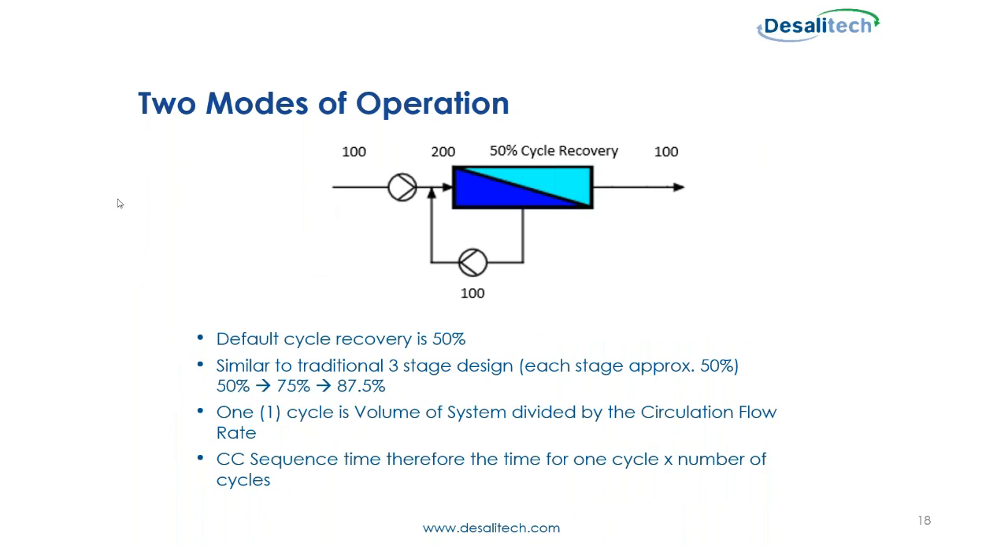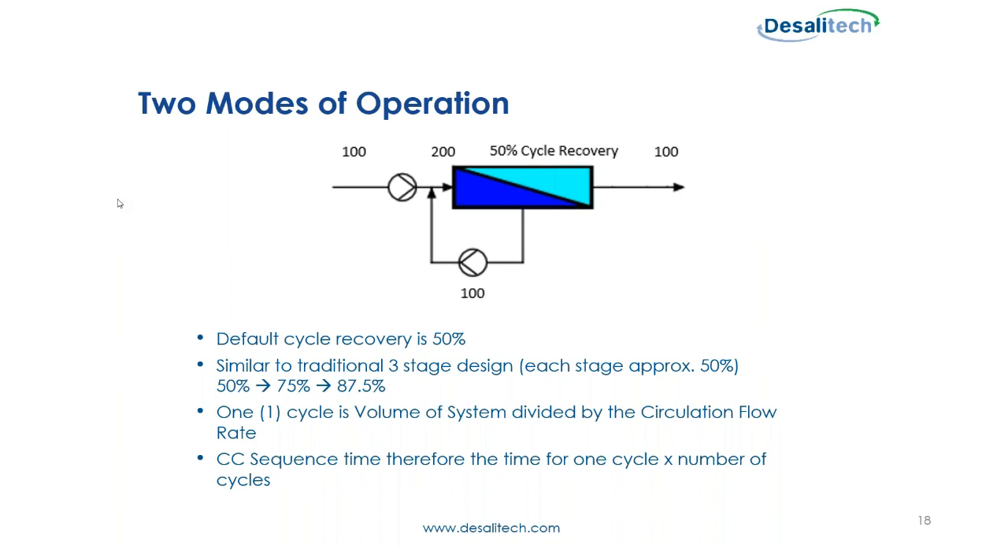So one of the important inputs, one of the few inputs in designing CCRO systems is the cycle recovery. So while feed is equal to permeate, you can see in the PFD 100 in, 100 out, the recovery by default is 50%. So that means our circulation pump is 100, the feed is 200, and of course 50% of 200 is your 100 GPM or cubes an hour permeate. And that 50% cycle recovery is the same as a traditional system with stages.